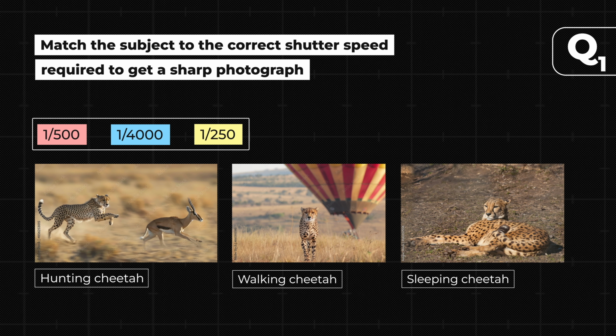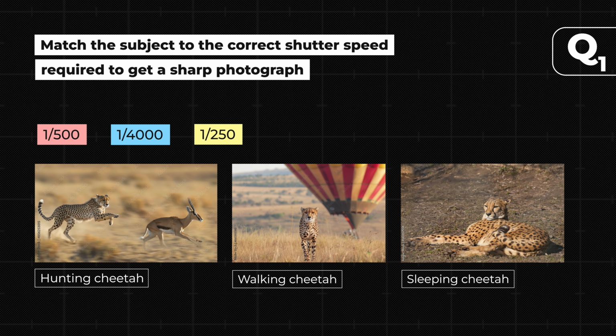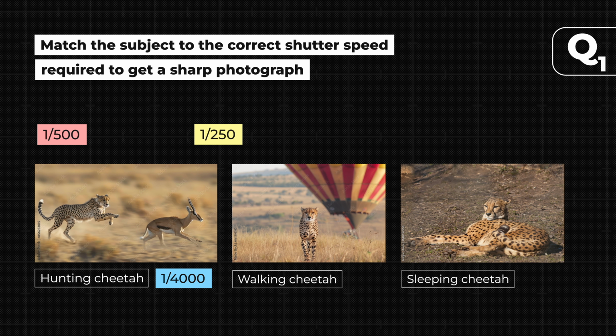Now, as we discussed, in order to get a sharp photograph, we need to set the shutter speed relative to the speed of the subject. Faster the subject, faster must be the shutter speed required in order to freeze the movement. Now, a hunting cheetah is extremely fast, which is why it requires a shutter speed of almost 1/4000 to get a sharp image.